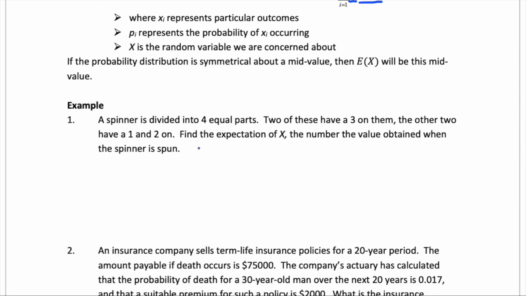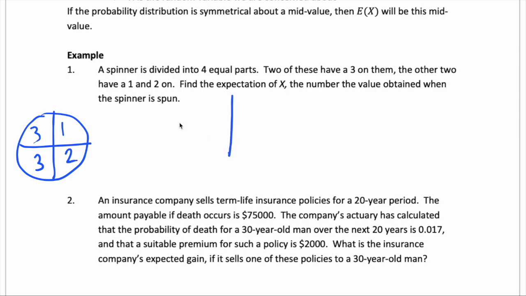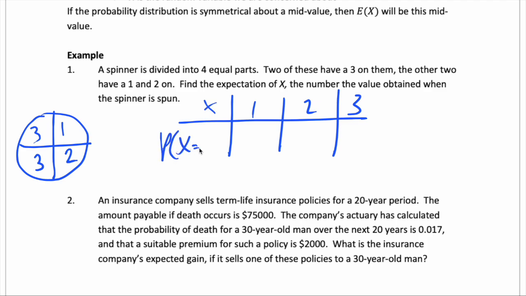Okay, let's take a look at some examples. A spinner is divided into 4 equal parts. 2 of these have a 3 on them. Oops, should have read that first. Find the expectation. So there's only 3 possibilities: 1, 2, 3. And the probability here is a quarter, and this one's half.